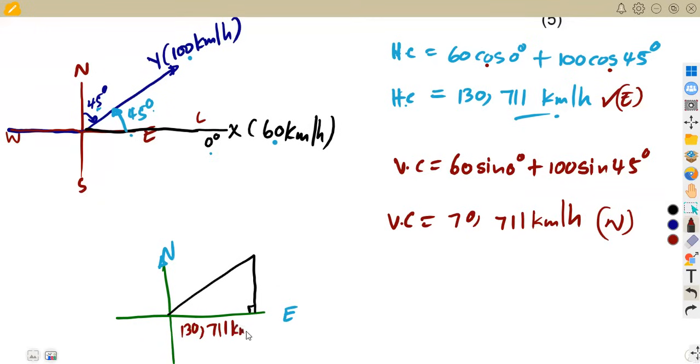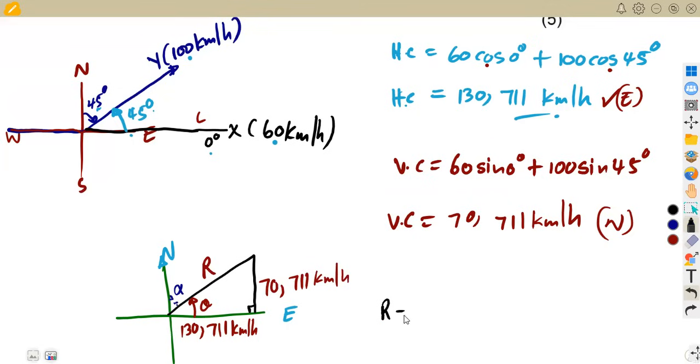130.711 kilometers per hour. The vertical, which is this one, is 70.711 kilometers per hour. We have to calculate our theta and the resultant, which is the velocity, and alpha here being another way of finding our direction. So that's the concept, guys.